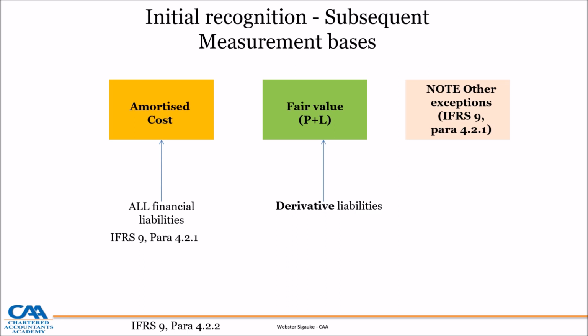All financial liabilities are measured at amortized cost unless you have derivatives or other liabilities that do not qualify to be measured at amortized cost. So just refer to para 4.2.1 in your IFRS 9. That gives you guidance on measurement of your financial liabilities.